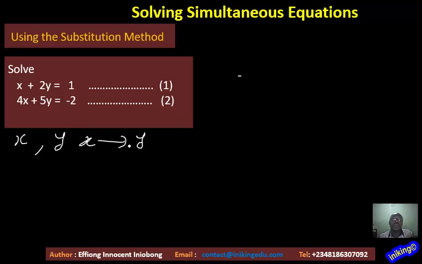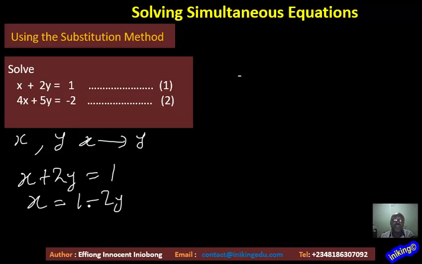I look at equation 1. It appears to be a very simple and straightforward equation. I just have here x plus 2y is equal to 1. I can easily say x is equal to 1 minus 2y if I transfer 2y to the right hand side. So I've been able to express my x in terms of y. This expression here, 1 minus 2y, now represents x.